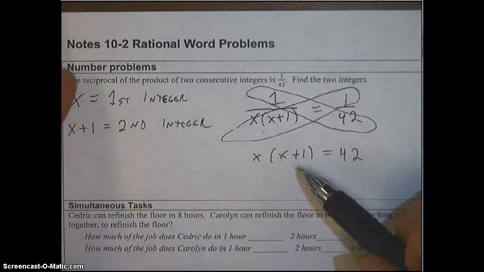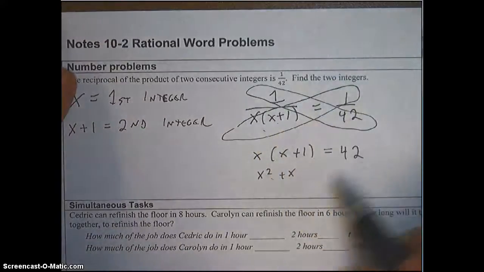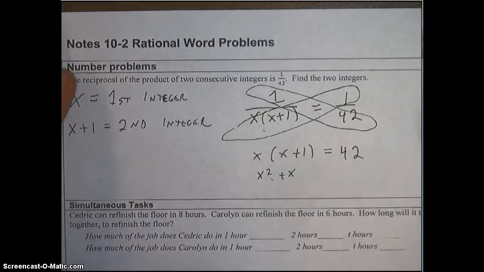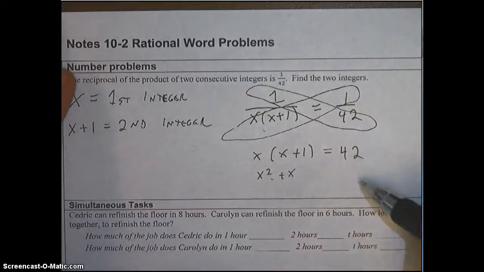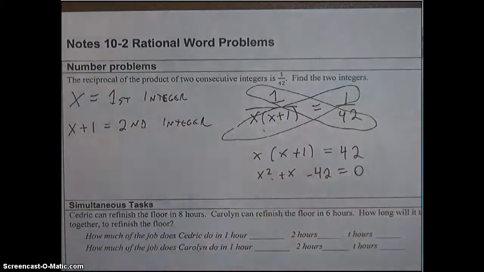I'm going to go ahead and distribute that x to get x squared plus x, and that's going to be a quadratic. So while I'm at it, to solve a quadratic, I need to have a 0 on one of these two sides. So I'm going to go ahead and subtract that 42 over to this side of the equation so that I can have a 0 over there. Now, I need to solve this thing. And you've got some options. You can factor, or you can use the quadratic formula. But I prefer to factor in this case.